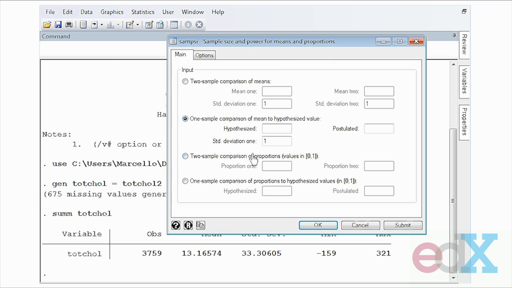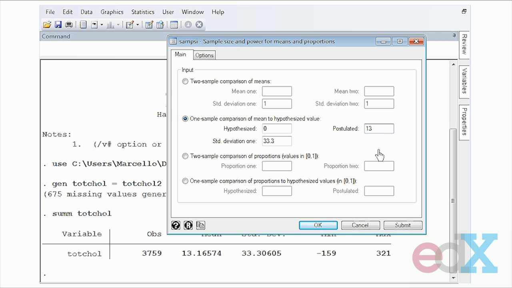Now, let's see. What is the standard deviation? Let's go with the standard deviation of 33.3. Now, let's hypothesize, as we did before, that the difference is 0. So that's our null hypothesis, that the difference is 0 between Todt-Scholl 2 and Todt-Scholl 1. Now, let's put a postulated one. So let's say something like 13.